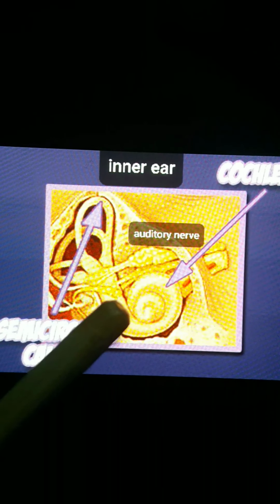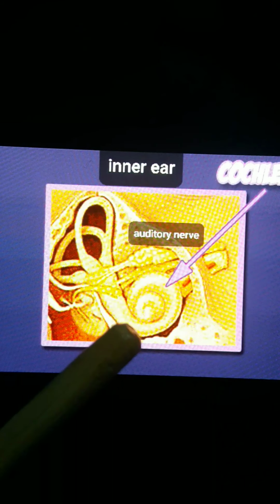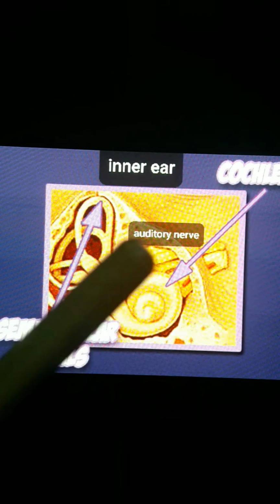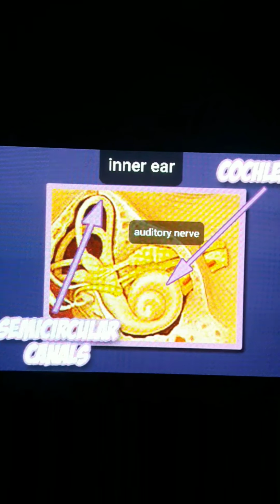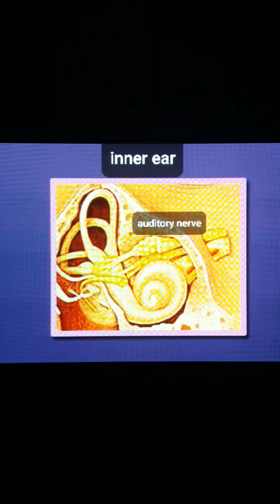Now what is the function of the auditory nerve? Basically, the cochlea sends signals to the brain through the auditory nerve, which is connected to the brain. And this is how our brain recognizes the sound and reacts accordingly.